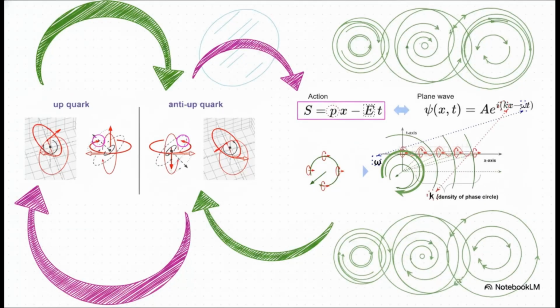Now, in our space theory, particles are definitely not just abstract little dots. They are rotation vectors. They are basically vortices of angular momentum. And an antiparticle is quite literally just a mirrored rotation vector.